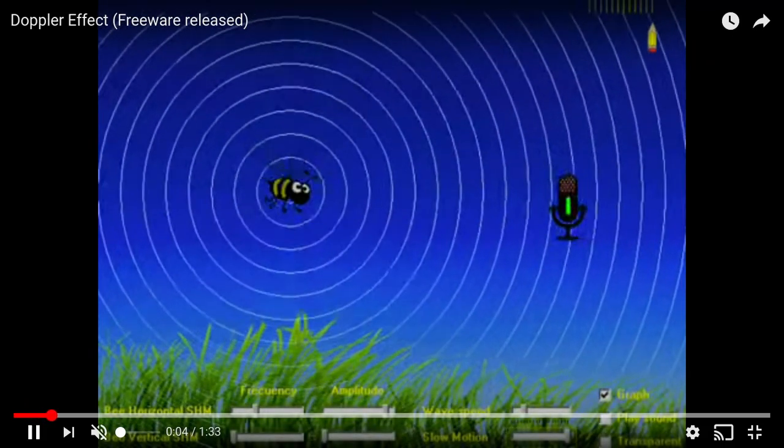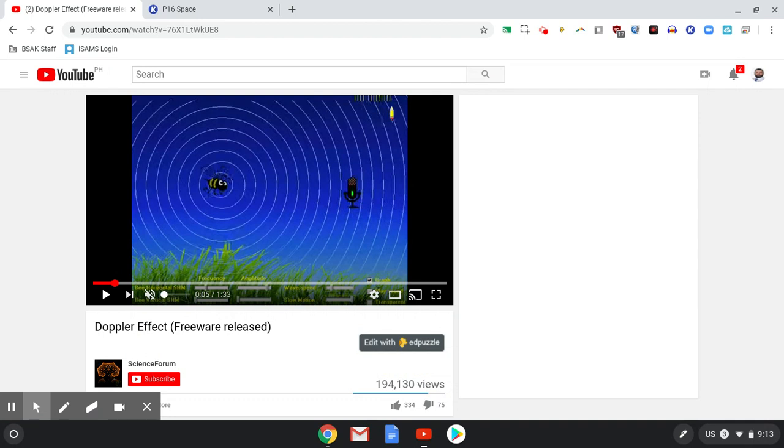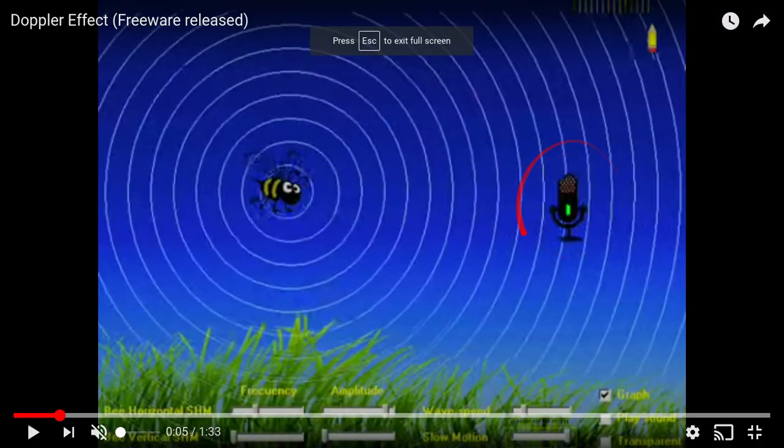Right, let's just set the scene. We've got a buzzing bee, and we've got a microphone. So the microphone's the observer, and the bee is the wave source. The observer is the microphone, and the bee's the thing making the sound. Now these circles here are the sound waves. These are the individual sound waves which are going to be moving outwards in all directions from the bee.